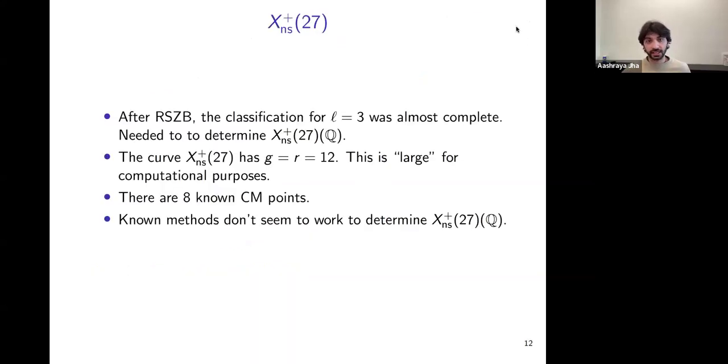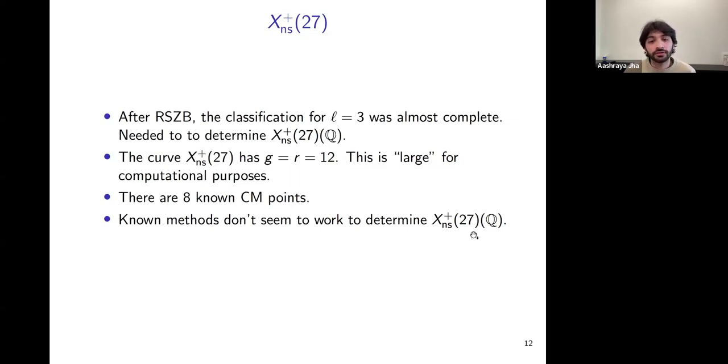So we'll be interested in X non-split plus 27. After the work of Rouse and Zureick-Brown, the classification for L equal to 3 was almost complete. And the only curve left to determine rational points on was non-split plus 27. And this is a huge curve. It has genus equal to 12. The rank of its Mordell-Weil group over the rationals is also 12. And the paper of Rouse and Zureick-Brown is really great. They use a lot of different techniques to find rational points on a variety of modular curves. But this was resistant to their methods. They do determine 8 CM points on this curve, but we don't know if these are all of them.